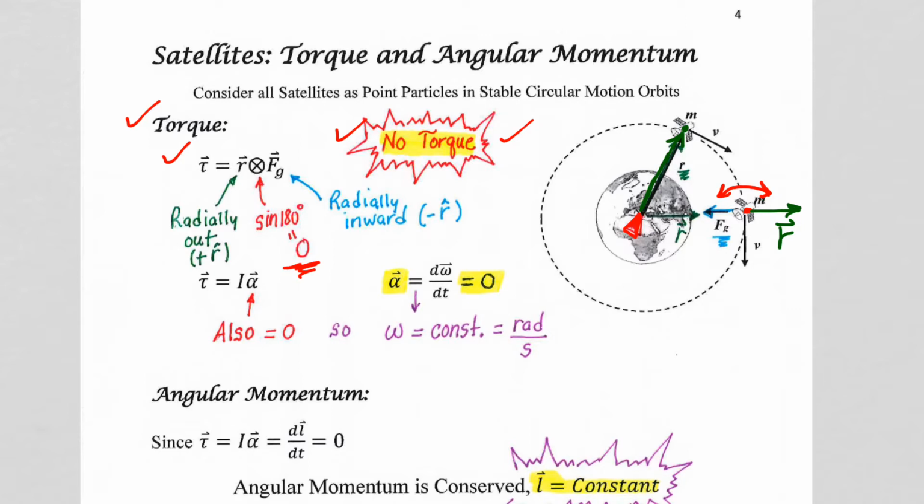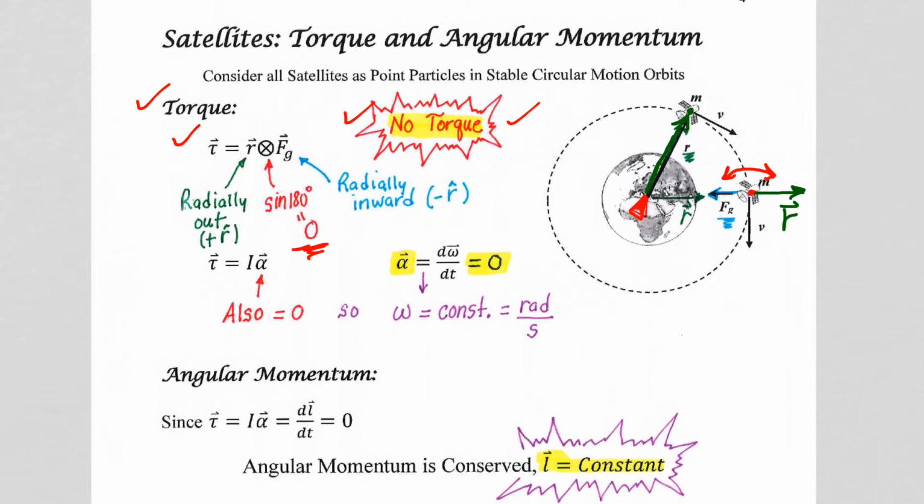Well, a consequence of no torque is that we get no angular acceleration, because there is nothing causing the satellite to increase or decrease its angular speed. So we have zero angular acceleration. Please box this equation over here. Zero angular acceleration then gives us the consequence that the angular velocity is constant, and since acceleration is the time rate of change of velocity, that is a natural outcome of no angular acceleration.